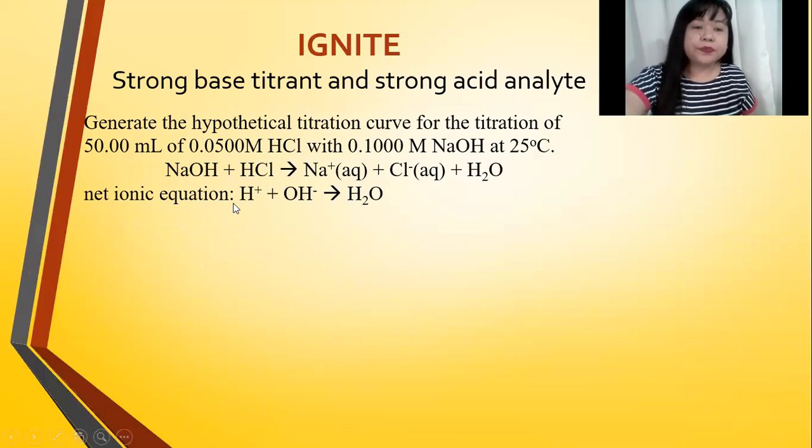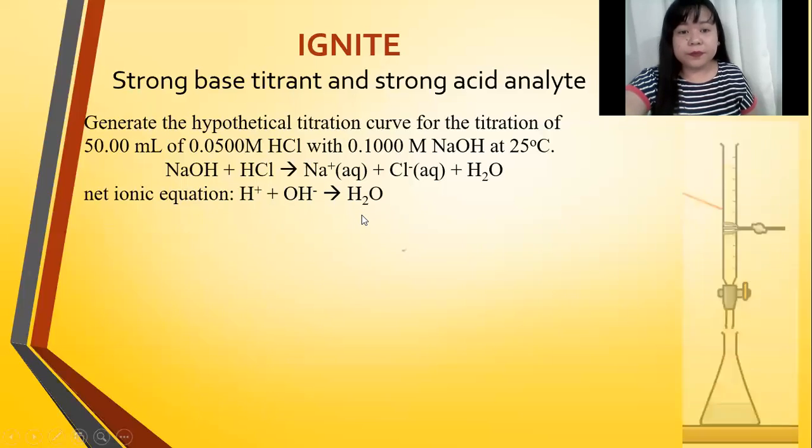So let's have an example. Generate the hypothetical titration curve for the titration of 50 mL of 0.05 molar hydrochloric acid with 0.1 molar of sodium hydroxide at 25 degrees Celsius. So we are given the neutralization process wherein sodium hydroxide plus hydrochloric acid gives sodium chloride, which is aqueous in the system. So it will dissolve into sodium ions and chloride ions plus water. Therefore, the net ionic equation is simply the hydronium ion, or H+, plus the hydroxide ion forming water.